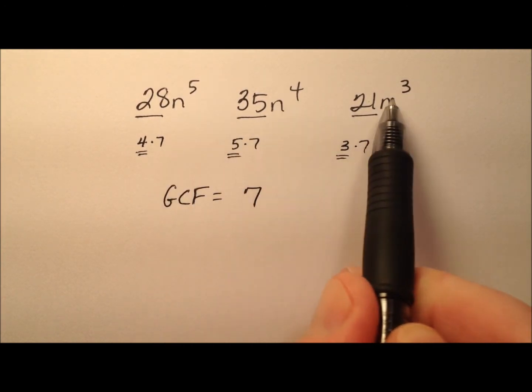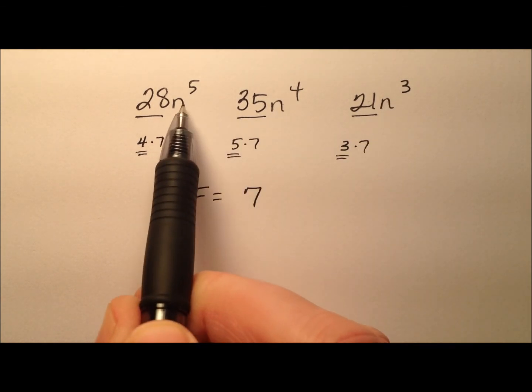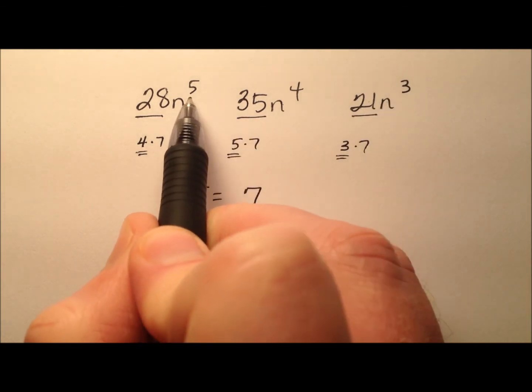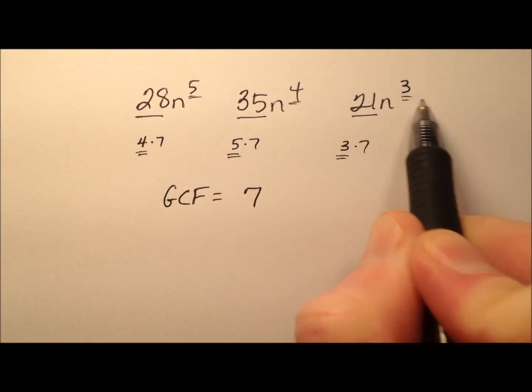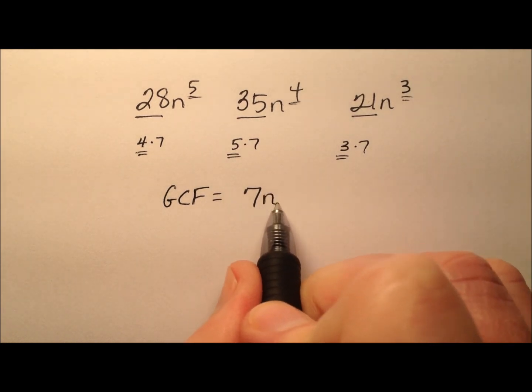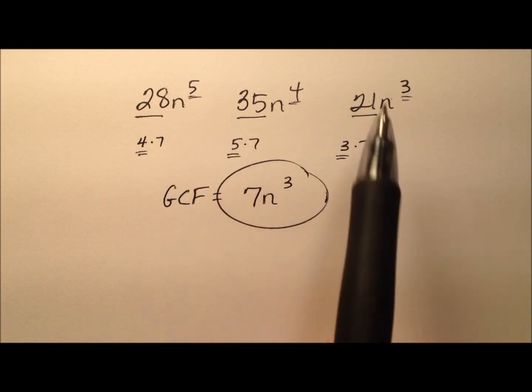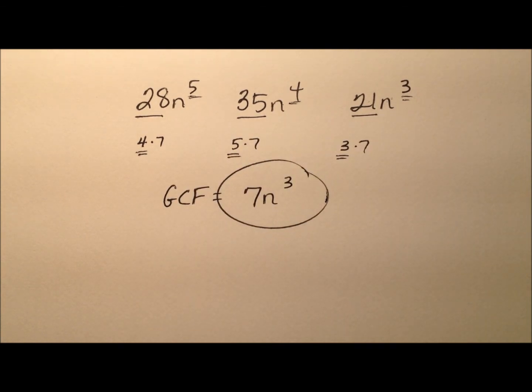Well, what about as far as the variables are concerned? Well, you'll see all three terms have the variable n, and the exponents are 5, 4, and 3. So what's the smallest of those numbers? Well, 3. So 7n cubed will be the greatest common factor between these three algebraic terms.